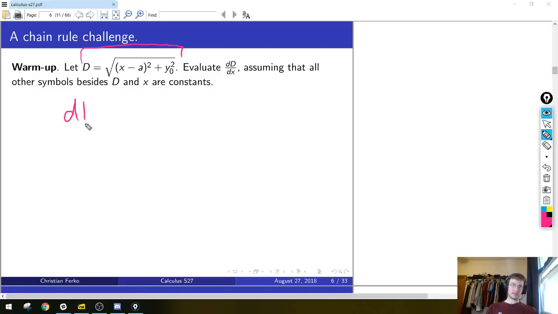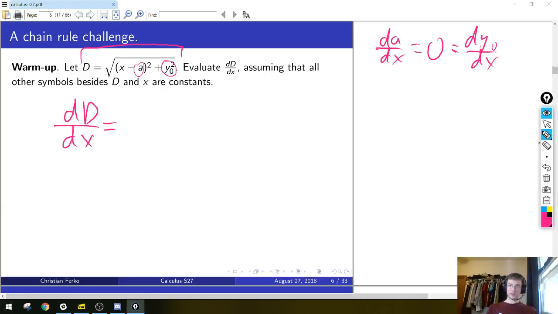So we're going to assume all the other symbols besides capital D and X are constants. So A is a constant, Y0 is a constant, and in particular we know the derivatives of constants are 0. So if you assume these things, and then take the derivative of capital D with respect to x, then what do we get?